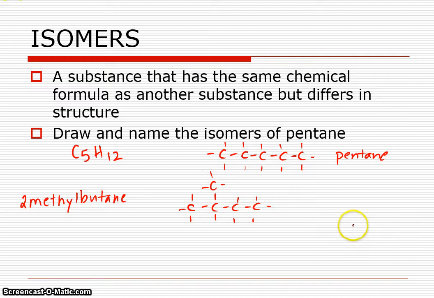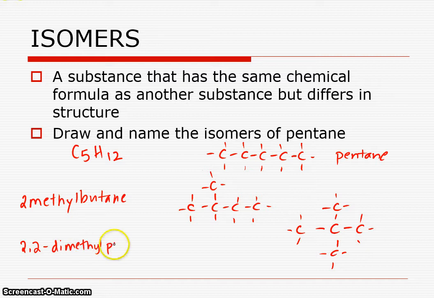There's one more isomer of pentane, and the only other thing I can do is put all my carbons like this. This means my main chain is 3, which is propane. And so I end up with 2,2-dimethylpropane. And those are my 3 isomers of pentane.